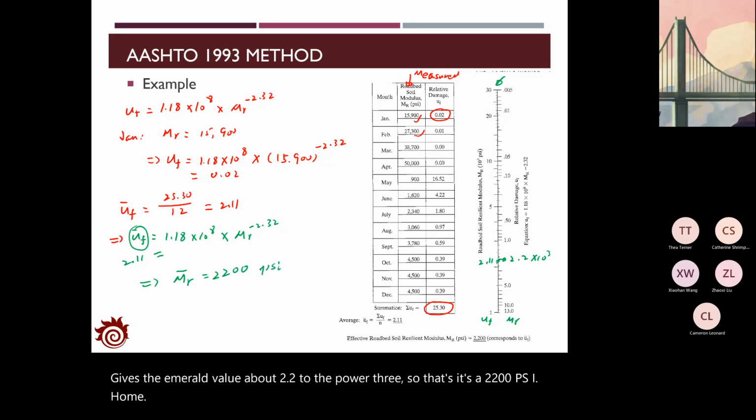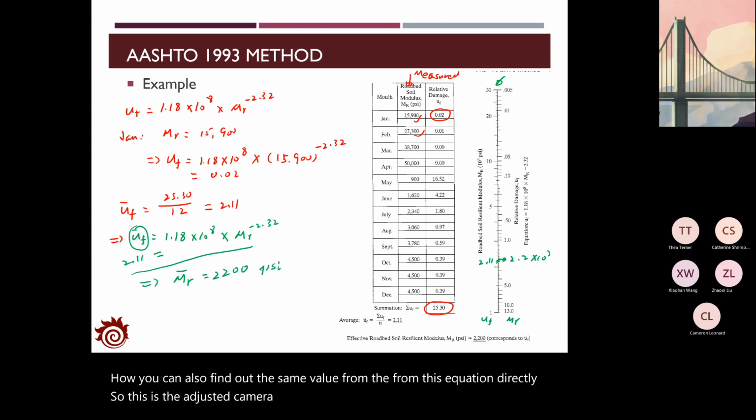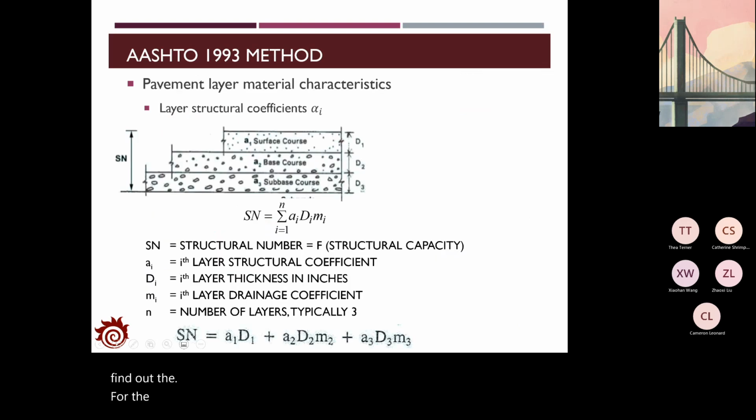So you can also find out the same value from this equation directly. This is the adjusted MR value, and we will need to use this adjusted value for the design of the flexible pavement. And then at last, we can go to see the actual design.